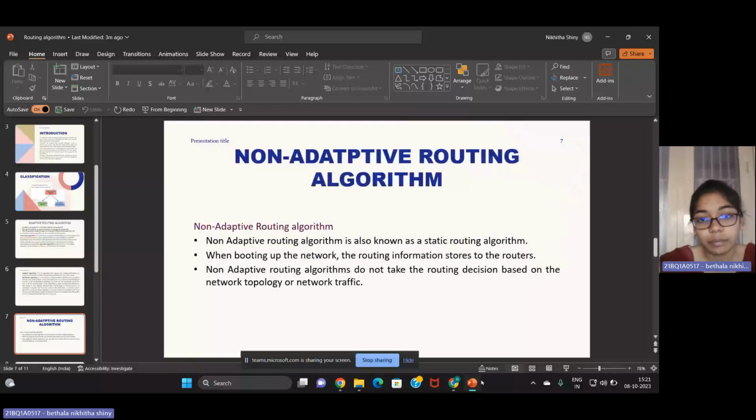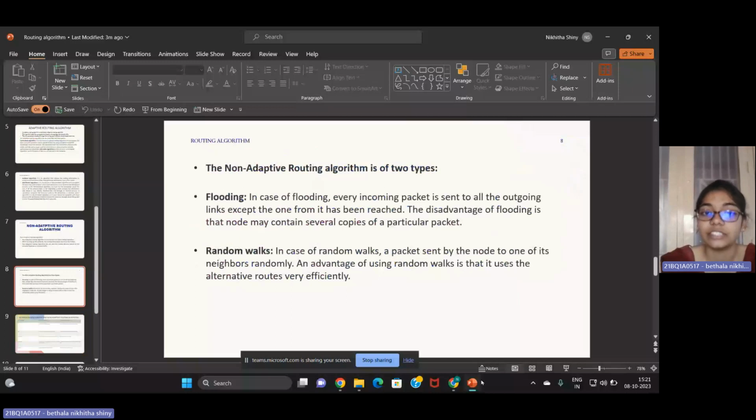The non-adaptive routing algorithm is classified into two types: flooding and random walks. Flooding. In case of flooding, every incoming packet is sent to all the outgoing links except the one from which it has arrived. The disadvantage of flooding is that a node may contain several copies of a particular packet. But in case of random walks, a packet is sent by the node to one of its neighbors randomly. An advantage of using random walks is that it uses alternative routes very efficiently.